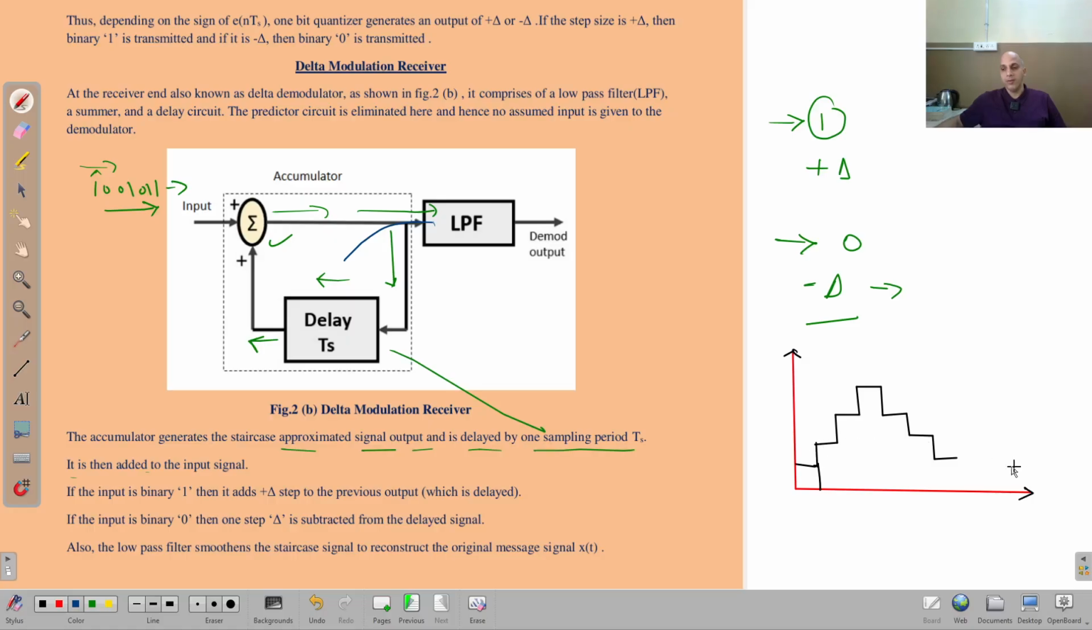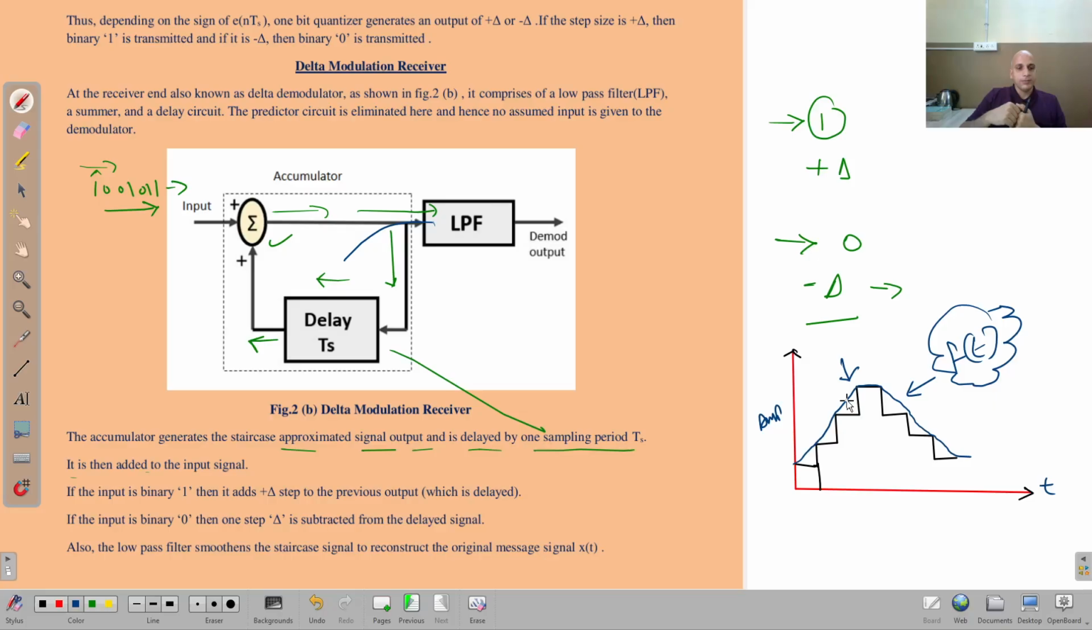Now what will the low pass filter do? This is amplitude, right? This low pass filter will detect this envelope. But what is this envelope? It was the message signal that was encoded in these staircase waveforms. So in this way we are able to recover the message signal from the signal that was a DM modulator. So this is the way of working of delta modulation and demodulation.